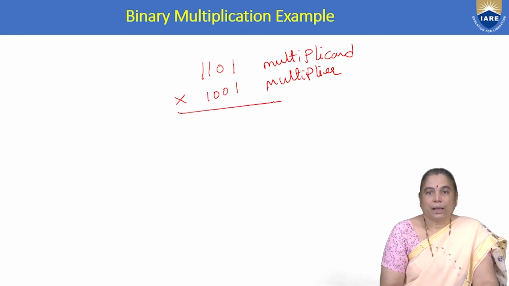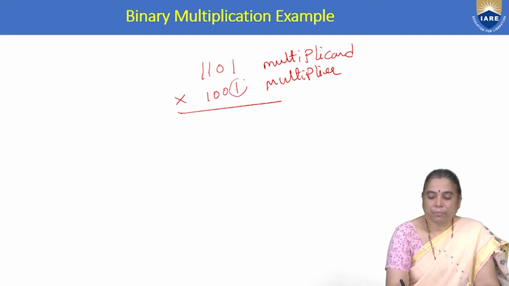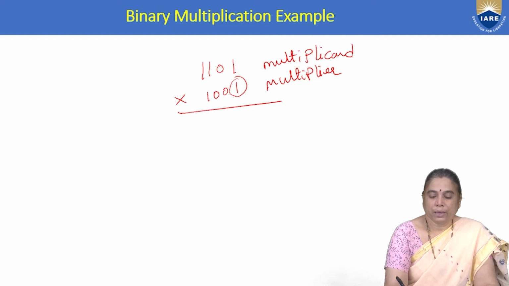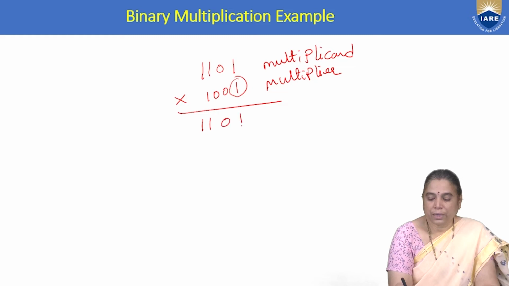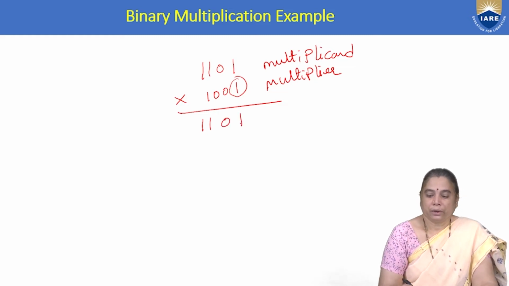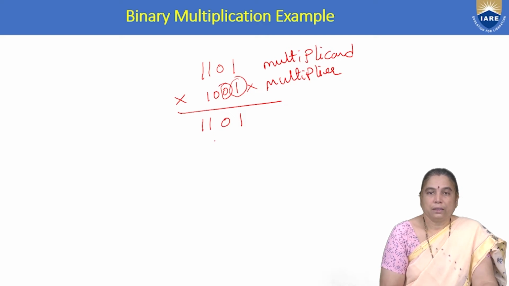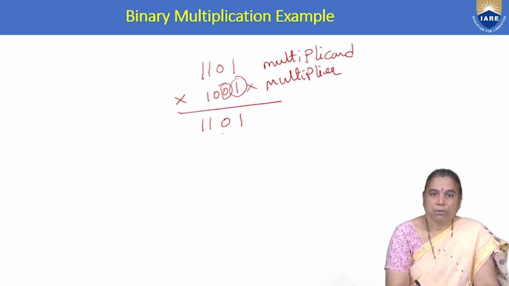While performing the multiplication, first we consider the LSB of the multiplier, and it is a 1. So the multiplicand has to be copied in the partial product. So 1, 1, 0, 1 is copied in the partial product. This bit is completed. Now consider the next bit, which is 0. How many digits are there in the multiplicand? That many zeros are copied in the partial product by shifting one position. So from here, 0, 0, 0, 0.